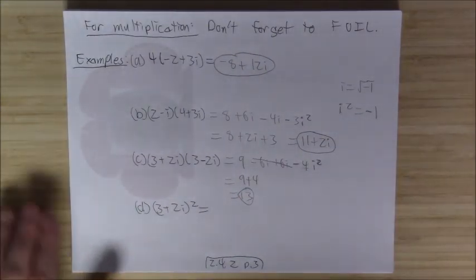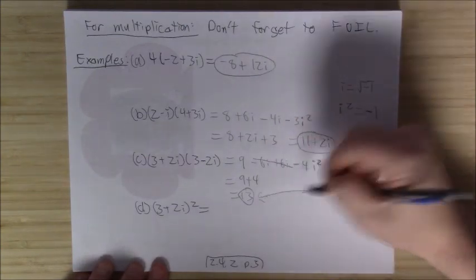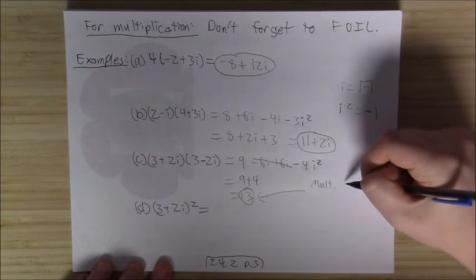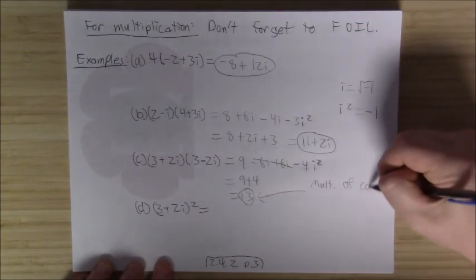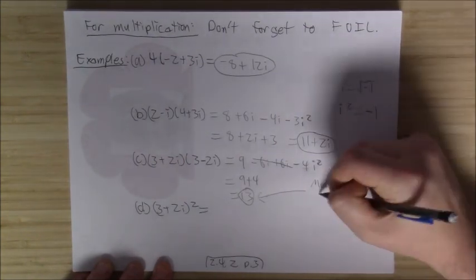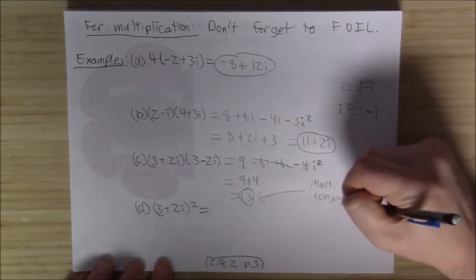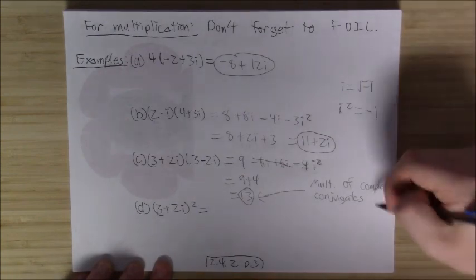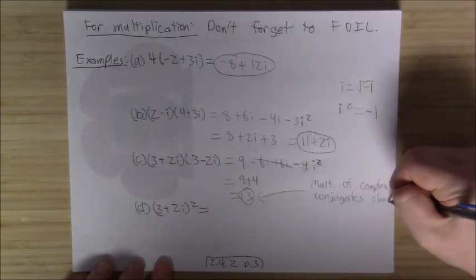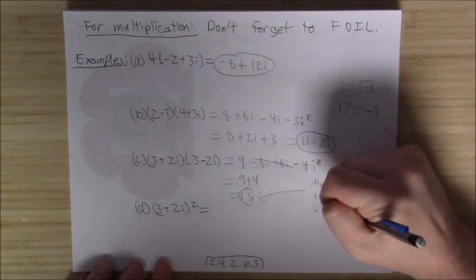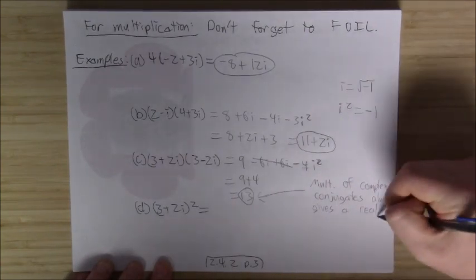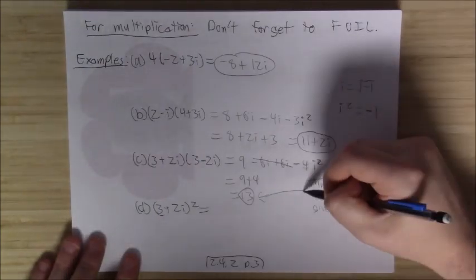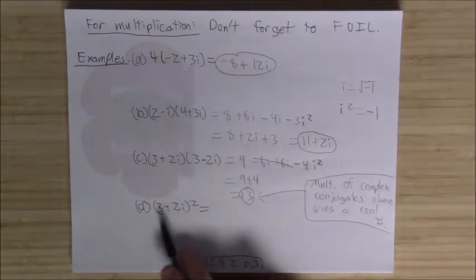Again, an interesting thing to notice here is that multiplication of complex conjugates, that is a complex number and its conjugate, always gives a real number. We'll talk more about that in the next video, but it's worth noting right now. Anyways, moving on to the next example here.